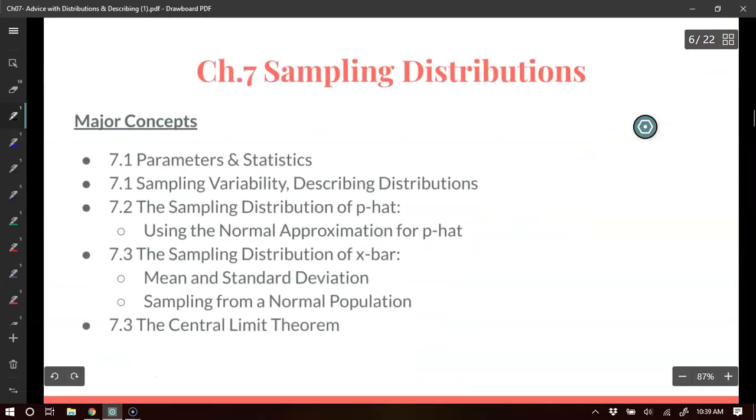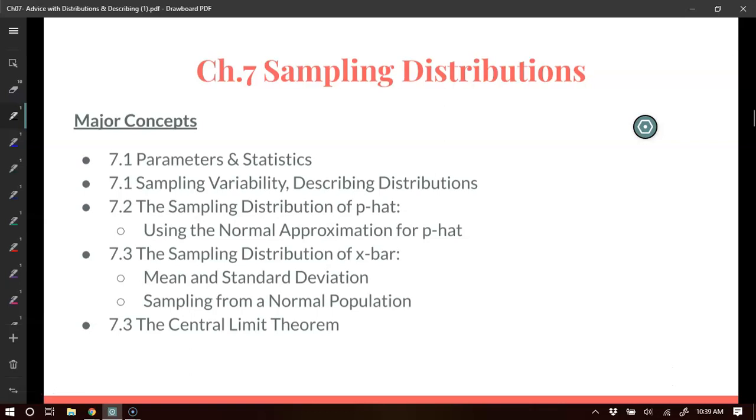Now let's begin with Chapter 7, Sampling Distributions. We learned a lot in this chapter. We looked at parameters versus statistics, and we looked at sampling variability. We looked at the sampling distribution of p hats, of x bars, and this is where we introduced the central limit theorem. This chapter was a very big foundation for inference for us. So there's a lot of important concepts that you see repeated throughout chapters 8, 9, and 10.